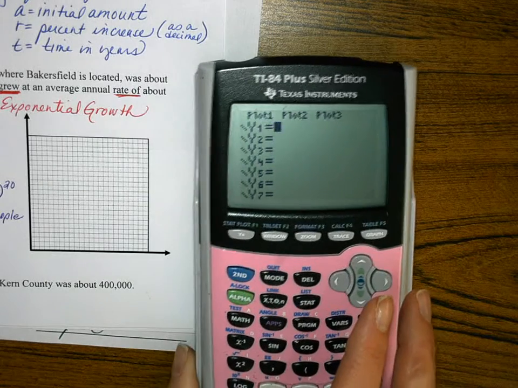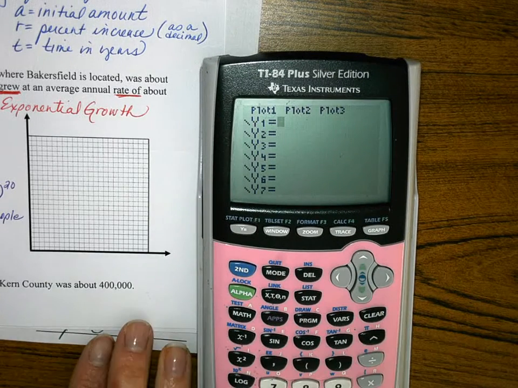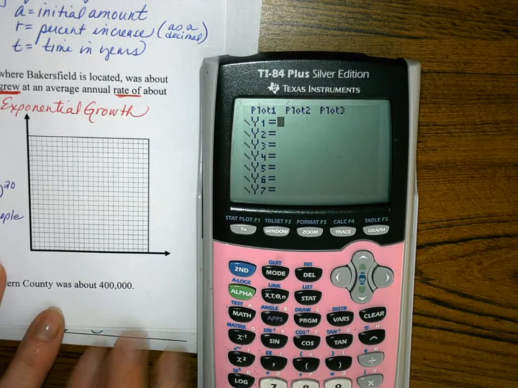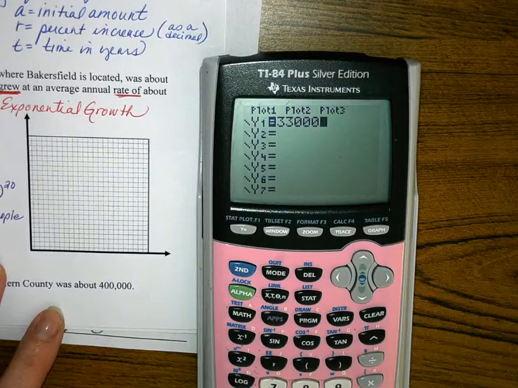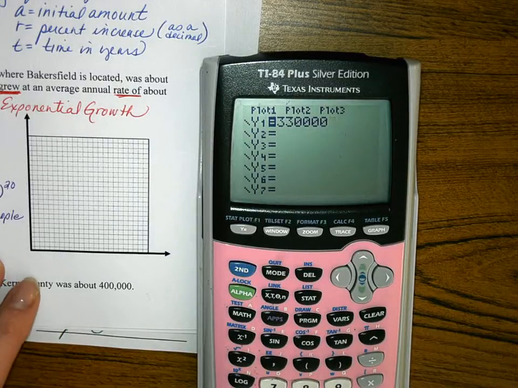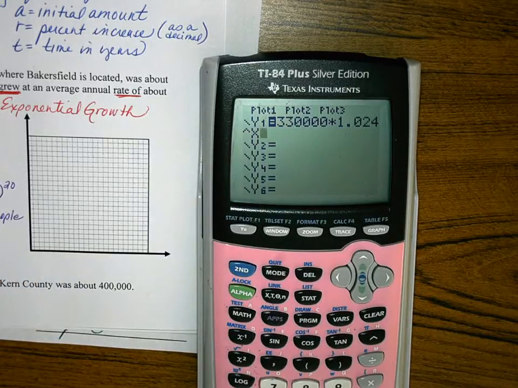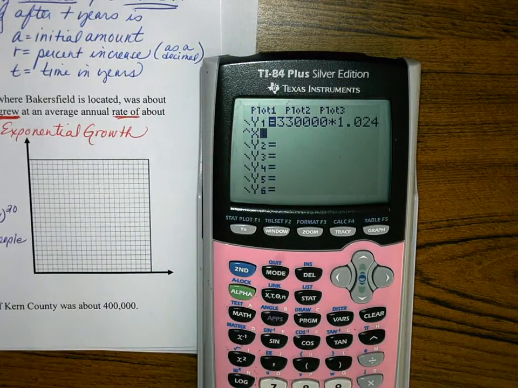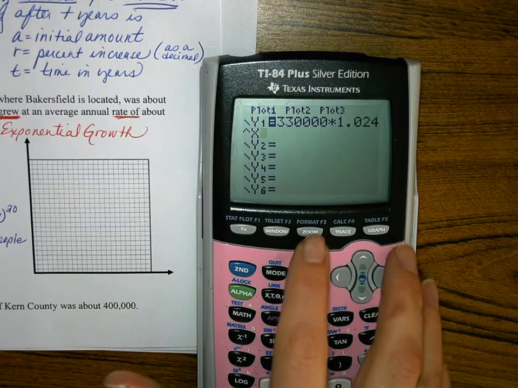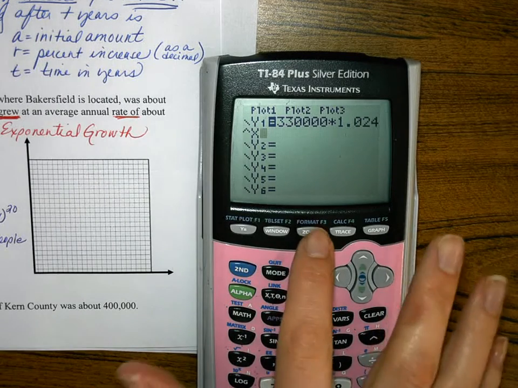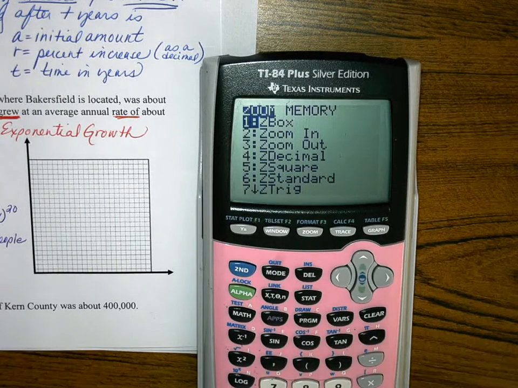All right, so under y equals, I want to put this equation. The equation is 330,000 times 1.024 raised to the power of, we don't have a t, we have an x. All right, now I want to make sure everybody's graph looks nice and the same. So let's go to zoom, and number 6 for standard, our normal graph.